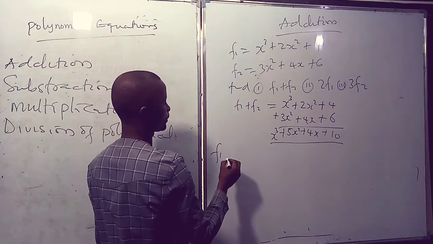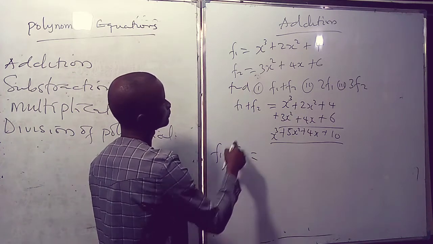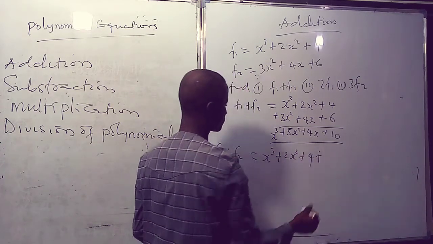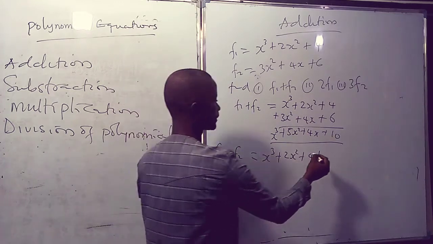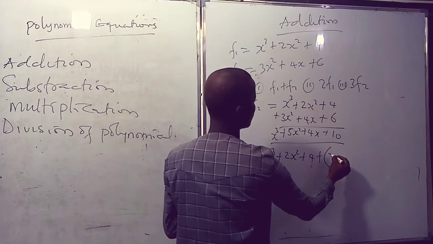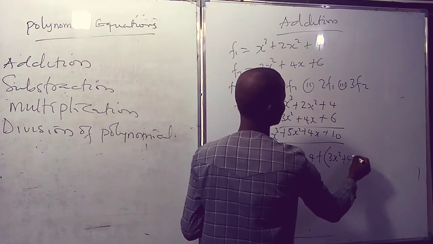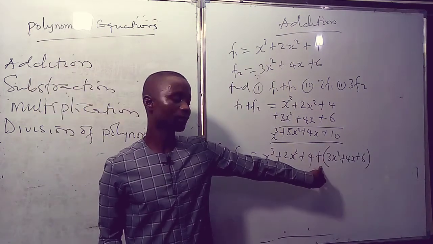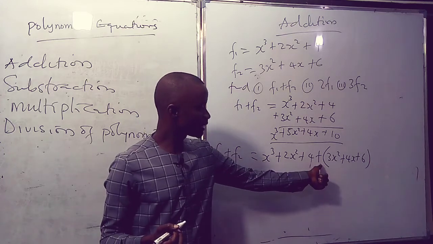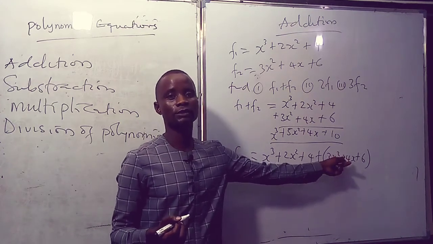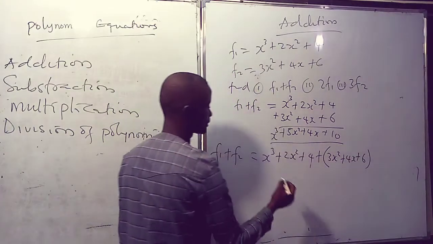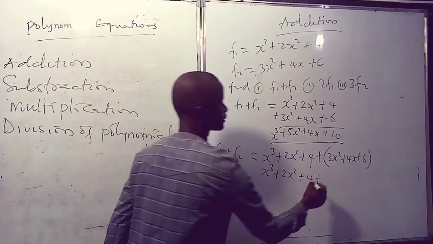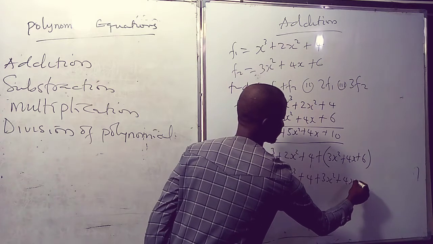That is, we have f1 plus f2. What is f1? f1 is x raised to the power 3 plus 2x squared plus 4 plus, because of this addition, you open the bracket. What is f2? That will be 3x squared plus 4x plus 6. You close the bracket. Now, you expand the bracket by plus. Remember that anything inside the bracket, when you are expanding the bracket with addition sign, the sign inside the bracket will remain constant. Here will be x raised to the power 3 plus 2x squared plus 4 plus 3x squared plus 4x plus 6.